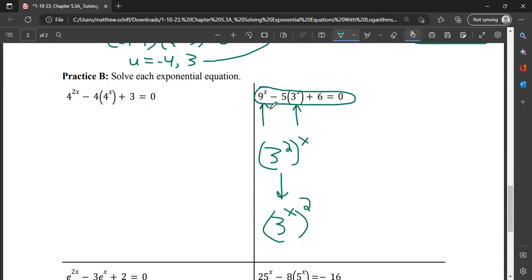So if you rewrite the first term as 3 to the x being squared, because that's the same as 9 to the x, then you have -5 times 3 to the x plus 6 equals 0. Now you can go ahead and say that u equals 3 to the x. And from there, you can follow the example I showed.